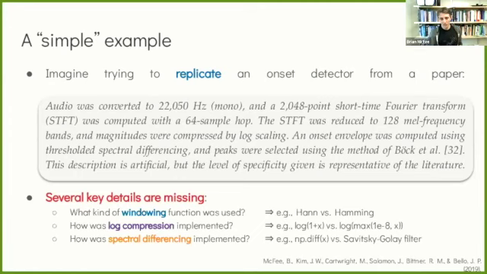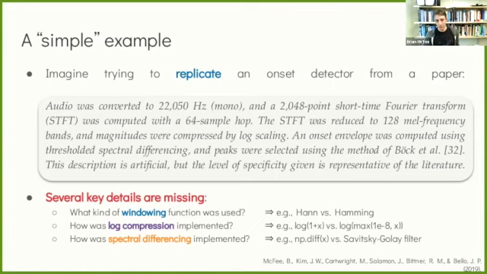So the first one: what kind of windowing function did they use in the short time Fourier transform? You could use a Hann window, you could use a Hamming window, you could use a Kaiser or Blackman-Harris. There's literally dozens of those that you could pick. They never said what they picked, and most of the time people don't mention this, but it matters.